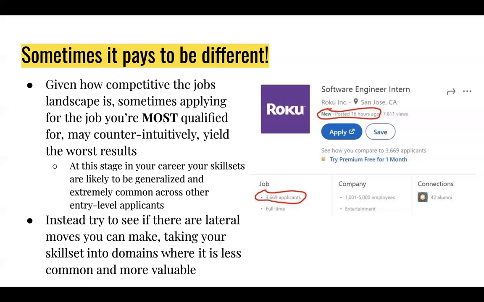And so one trick to do this is not necessarily applying to the positions that you're most qualified for, particularly early stage career, because at this point, it's not a strike against you guys, but the reality is the vast majority of your experience is academic, it's schoolwork, and as a result, it's pretty interchangeable from your peers. You don't have the domain-specific knowledge, you don't yet have the unique set of skills and experiences to really allow you to differentiate yourself based solely on your experiences.